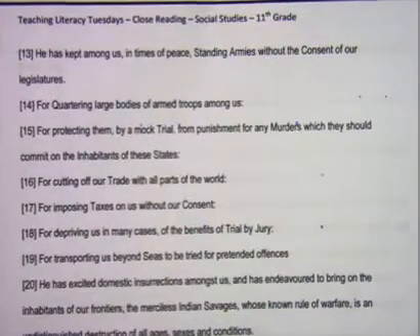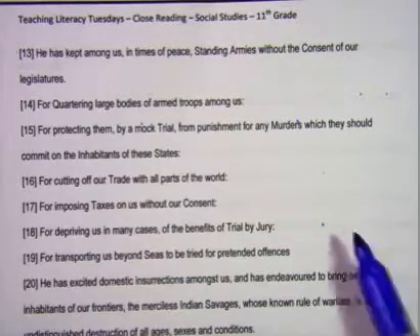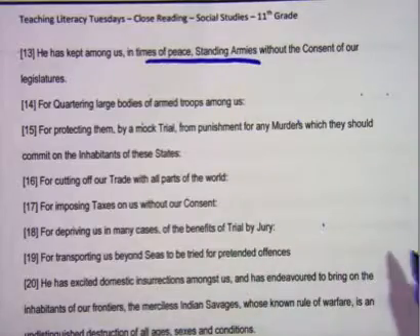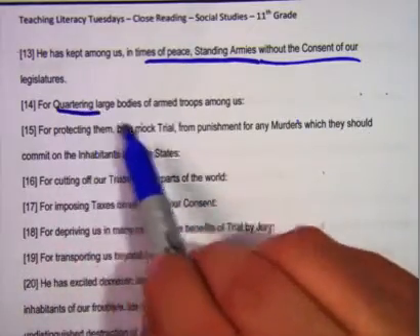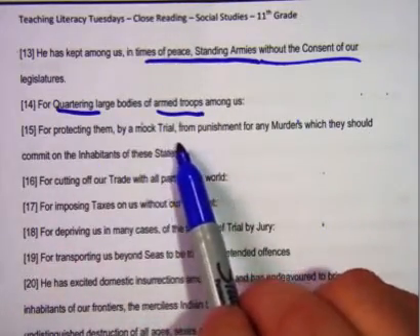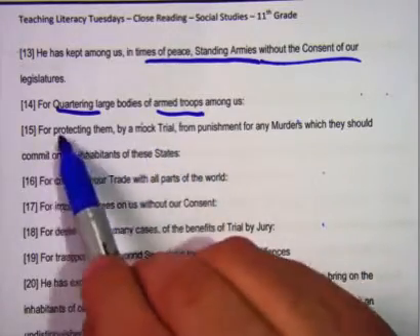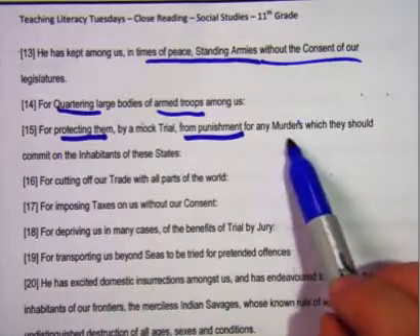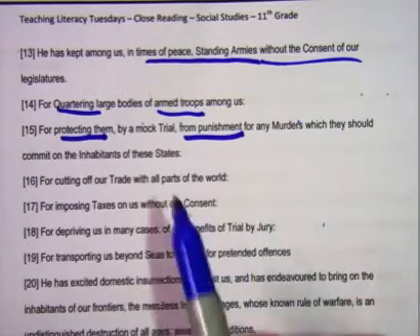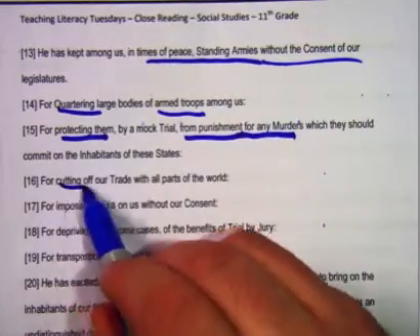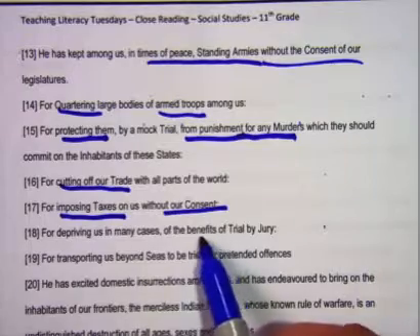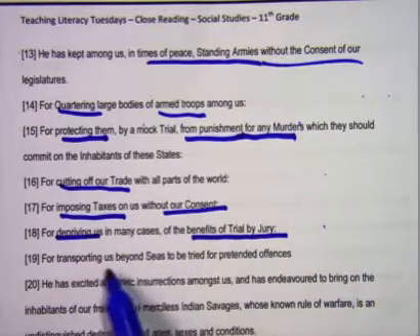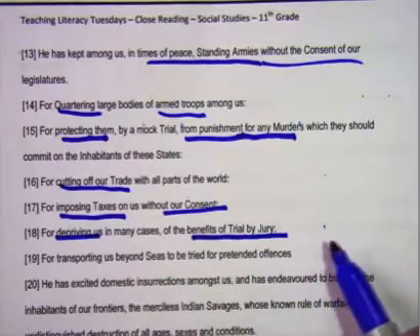He has kept among us in times of peace standing armies without the consent of our legislators. So we've got time of peace standing armies without consent. Quartering large bodies of armed troops. Protecting them by mock trial from punishment for any of the murders which they should commit on the inhabitants of these states. Wow, that's pretty serious. For cutting off trade with all parts of the world, imposing taxes without consent, depriving us of the benefits of trial by jury, transporting us beyond the seas to be tried for pretended offenses.